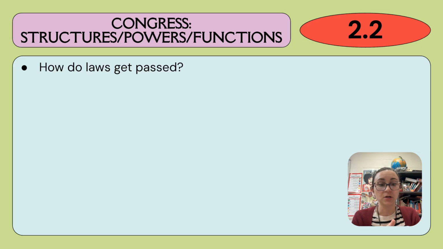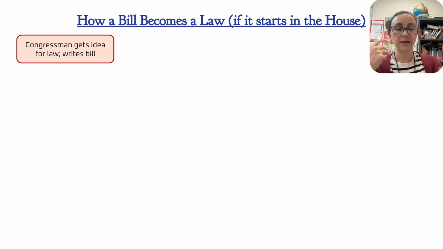So let's start with how laws get passed. This is going to get a little complicated, and you don't necessarily need to memorize every step of this process, but you do need to have a general understanding of the main points in the process. Okay. So let's talk about how a bill becomes a law if it starts in the House.